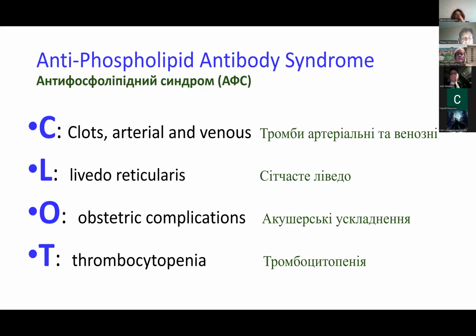So what is antiphospholipid syndrome? You can kind of think about it as four things that make up the word clot. C is for clots, arterial and venous. So this is not just venous clots, it's arterial clots. L is for livedo reticularis, which is a particular rash, or skin finding, that you can see. We'll see pictures of that later. O is for obstetric complications, and T is for thrombocytopenia. So that's clot.